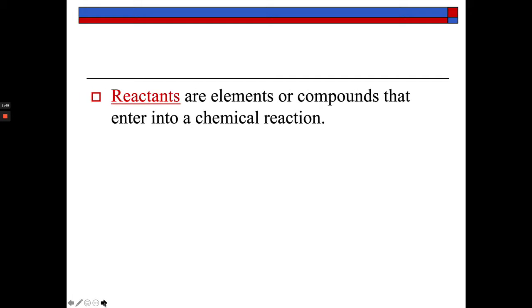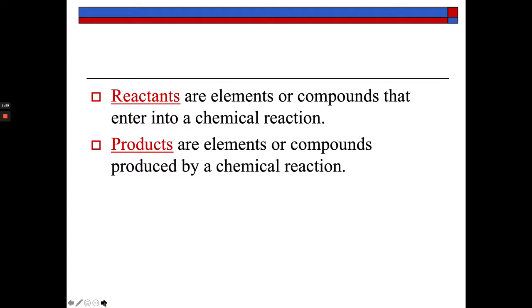So think of the ingredients as reactants. Reactants are elements or compounds that enter into a chemical reaction. So that's what's going into our process of making our cookies. The products are the elements or compounds produced by the chemical reaction. So if we think of the cookies themselves, they would be the product of our whole process. So we're putting together all of the ingredients, think of those as the reactants, and the outcome is then the product, which are chocolate chip cookies.